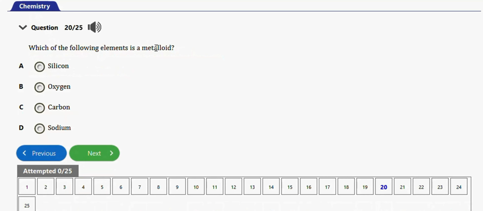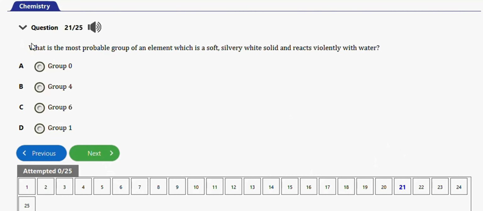It says which of the following elements is a metalloid? So it's a simple question. Silicon, boron, germanium, etc. They are metalloids or semi-metals. Okay, the next question will be this one. It says what is the most probable group of an element which is soft, silvery white, solid, and reacts violently with water? So this is group 1. These are basic properties of group 1 elements. So the right option is option D. Next question will be this one.